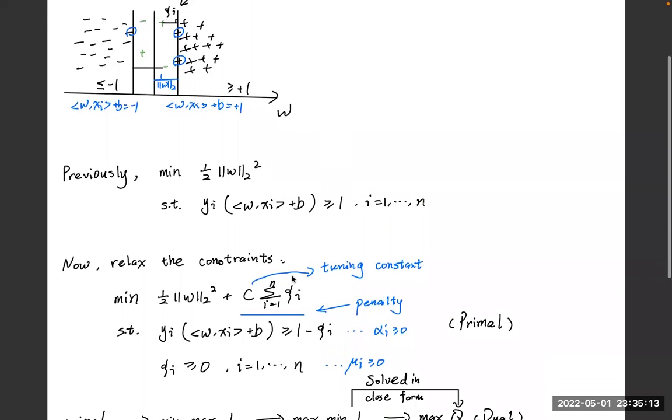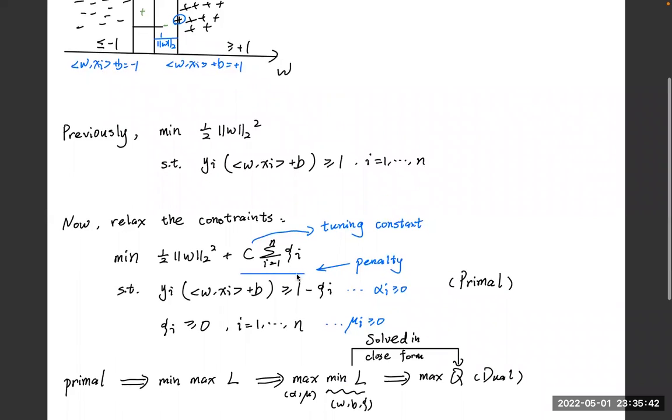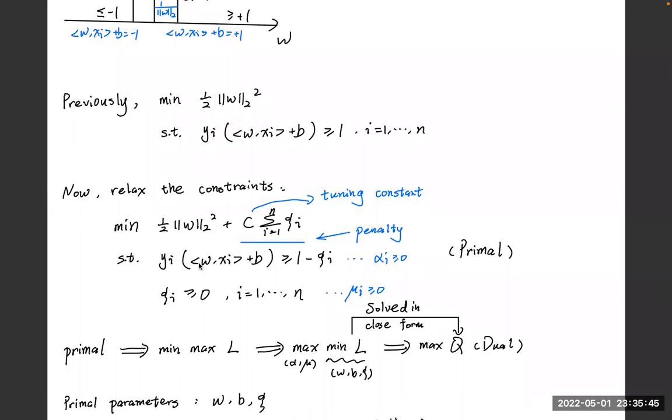And then we need to pay a penalty or a fine or a price. That is like how much money you need to pay for each violation. And then you want to pay as little as possible. Okay, so now the primal problem becomes we want to minimize this 1/2 of the squared length plus a constant C times the summation psi i, subject to this yi times this linear logic score to be bigger than or equal to 1 minus psi i.